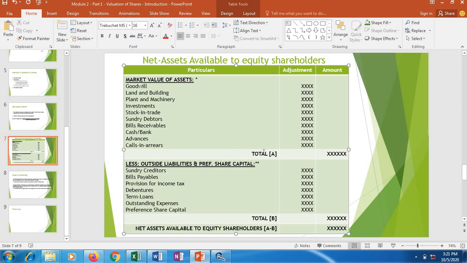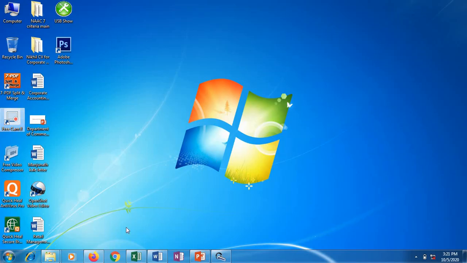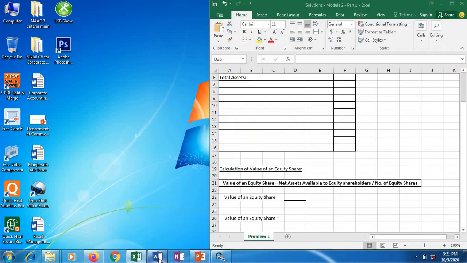So we'll do total of A, which is total of all the assets, minus total of B, which is total of outside liabilities and preference capital. Total of A minus total of B will give us net assets available to equity shareholders. So let us have a look at one of the illustrations.